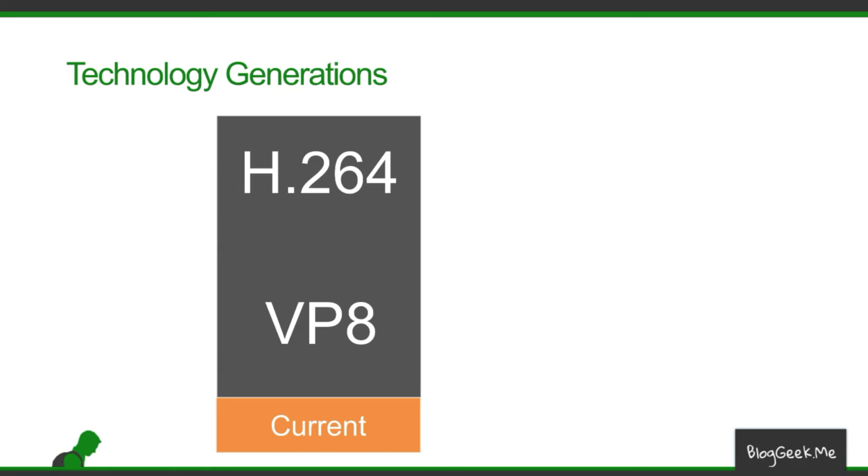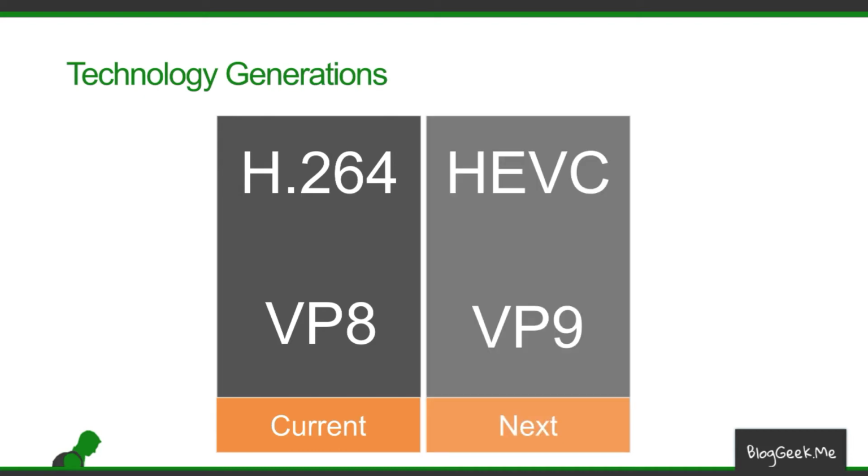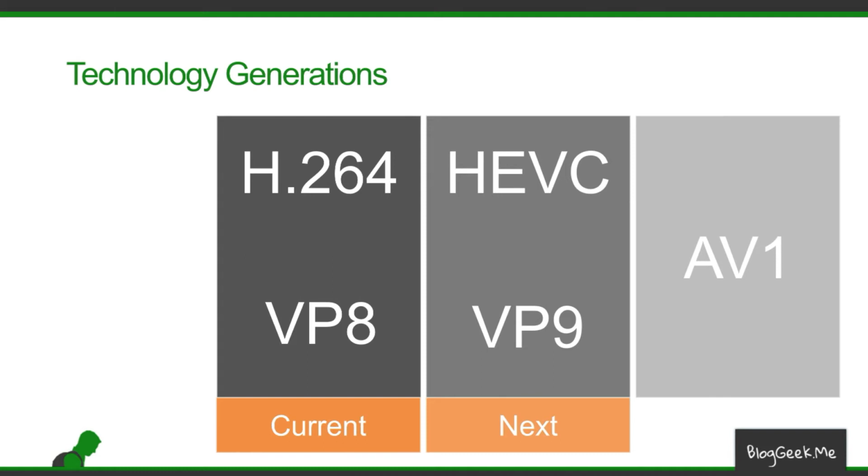Now, if you look at WebRTC and video codecs, and you put that in a frame of technology generations, then the current generation of video codecs are H.264 and VP8. We're at the peak of that generation, and we're going to move on to the next one quite soon. Some say we've already started. The next generation is going to be HEVC, also known as H.265, and VP9. After that, on the horizon, there's AV1, the next best video codec out there that doesn't exist yet.